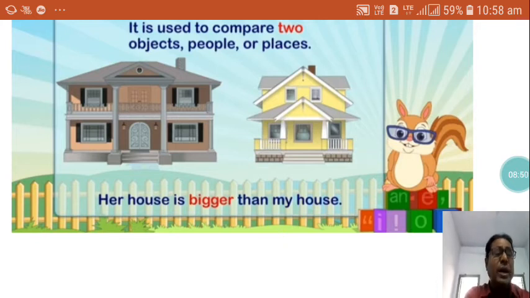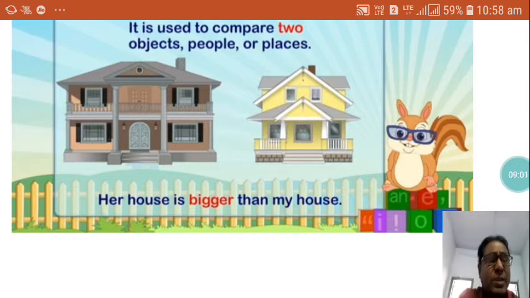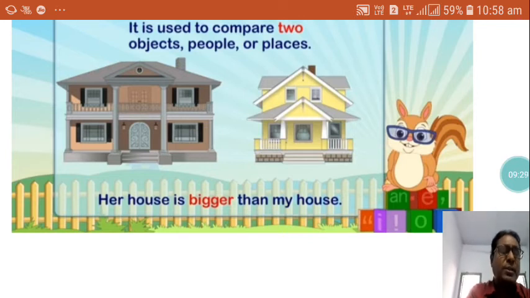This bench is smaller than that bench. So what is this word smaller? Smaller is the comparative form of small: small, smaller, smallest. This story is funnier than that story. If you are comparing how funny the story you are reading is, and you find it funnier than the other, you may write like this: this story is funnier than that story.